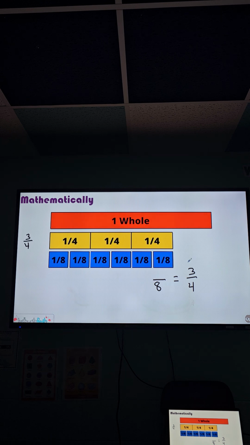So if I have 6 8ths, if I use 6 unit fractions that have a value of 1/8, that is equal to, or the same size as, 3/4, or 3 unit fractions of 1/4. These are equivalent fractions. They would be balanced on our scale.